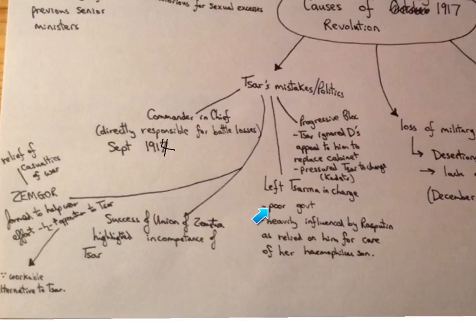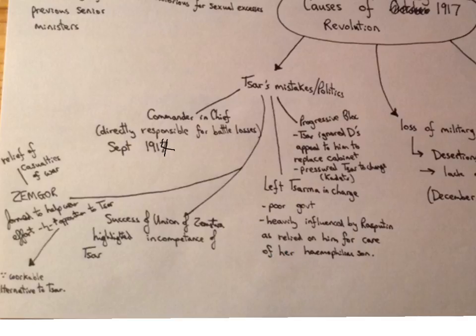This meant that there was a poor government. The Tsarina was no better equipped to run the country than the Tsar himself had been, and she was heavily influenced by Rasputin, as she relied on him for the care of her haemophiliac son because she believed he had some kind of healing powers. Theoretically, in 1912, he managed to somehow cure her son of bleeding to death by sending a telegram. Anyhow, that's a little bit of a tangent there.